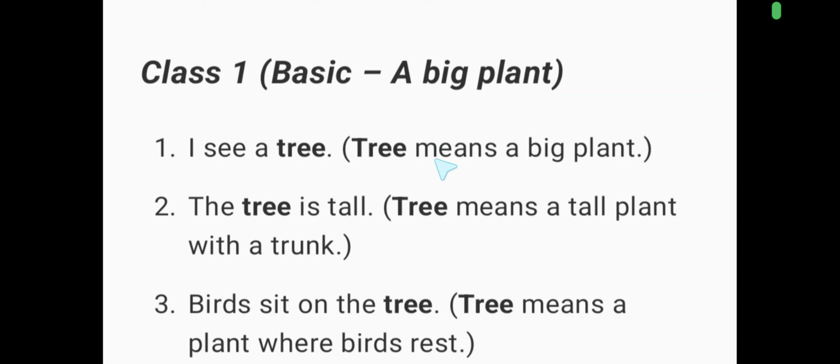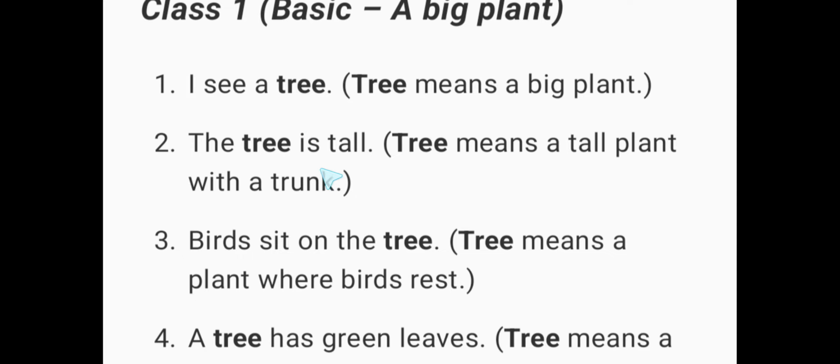Make sentences using the word tree. The word tree can have different meanings based on the context. I see a tree. Here, tree means a big plant. The tree is tall. Here, tree means a tall plant with a trunk. A bird sits on the tree. Here, tree means a plant where birds rest.